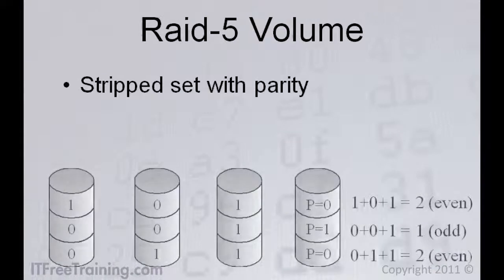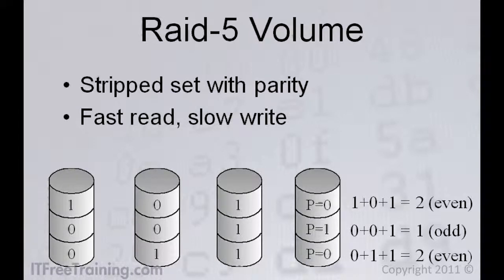RAID 5, otherwise known as striped set with parity, combines the disk space of 3 or more disks into one volume. The data is spread across all disks, with a single disk being allocated to parity. This means that RAID 5 has excellent read performance but poor write performance, since all disks must be accessed on each write. As shown in the diagram, one drive contains parity information which can be used to reconstruct a missing hard disk.